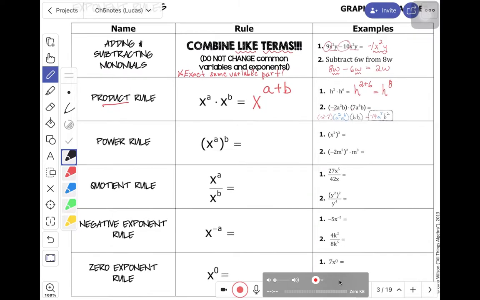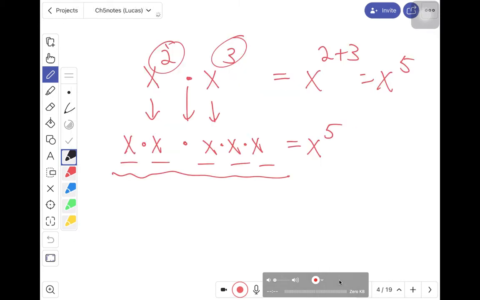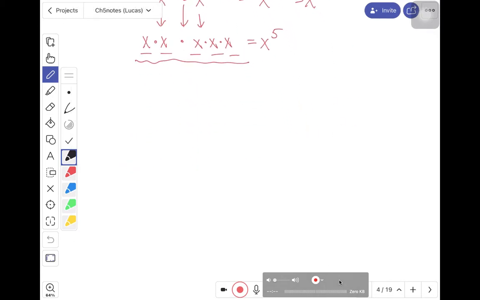The next property we have is called our power rule. And again, we could do this property the long way, if you really wanted to, kind of do it out, if you're a skeptic. What we're about to explore is the idea that if you have x squared cubed, we're actually allowed to multiply the exponents together. So that's x to the 6th.